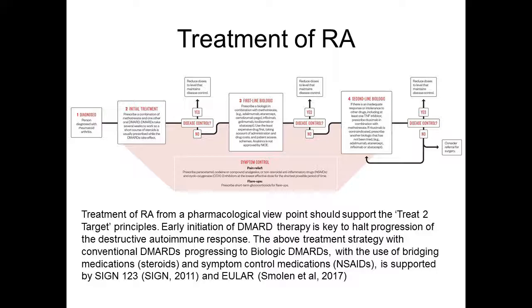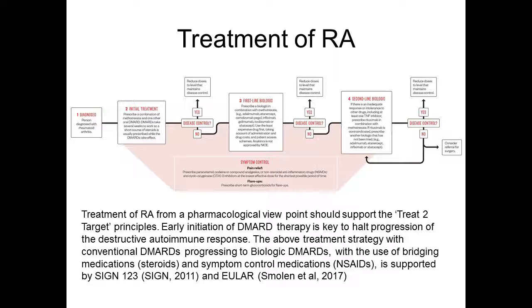The treatment of rheumatoid arthritis from a pharmacological viewpoint should support the treat-to-target principle. So we now have evidence all around treat-to-target in rheumatoid arthritis, similar to what we do in other conditions like managing hypertension, managing HbA1c levels in diabetes. We historically never had anything like that in the treatment of rheumatoid arthritis, but we now do, and the evidence around that is really positive for aiming for those principles.